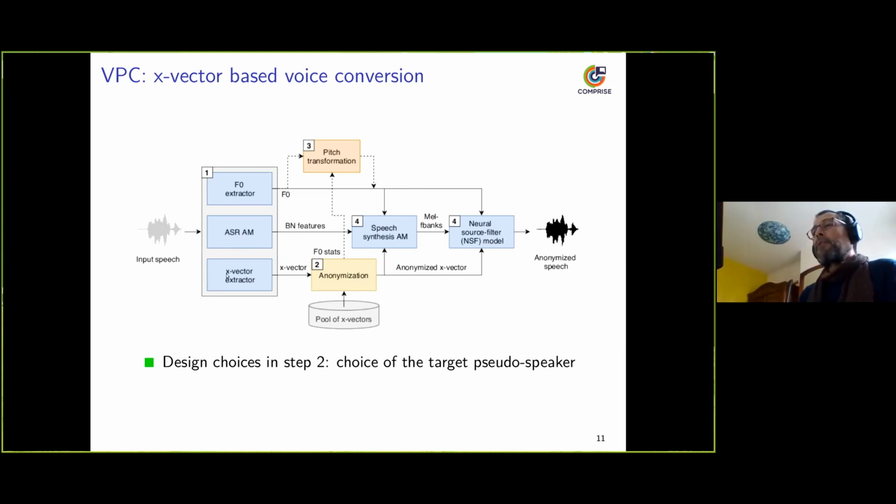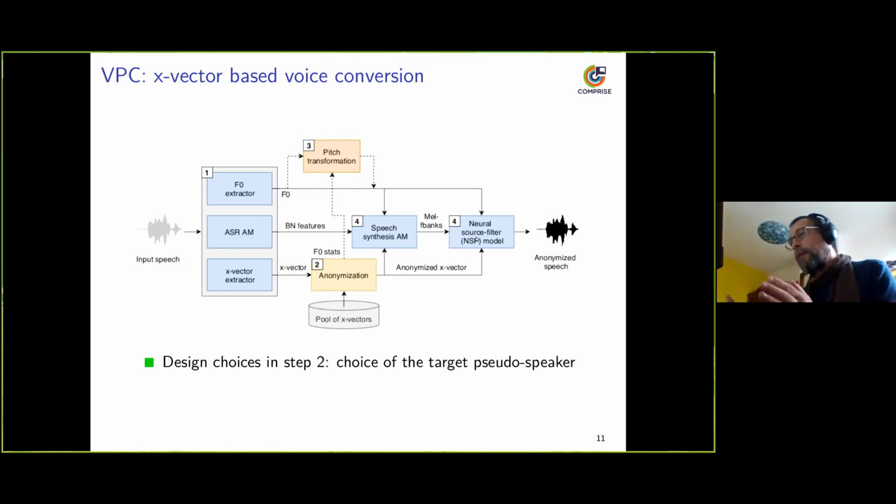And we extract also specific features that are called X vector features. And these X vector features represent the user, in fact. And in the anonymization step, we select a new target speaker from a pool of X vector representation. So think that an X vector is a representation of the voice of a speaker. And we introduce this new target speaker, and we do a kind of synthesis from the other features and this new X vector, and we generate a new speech.